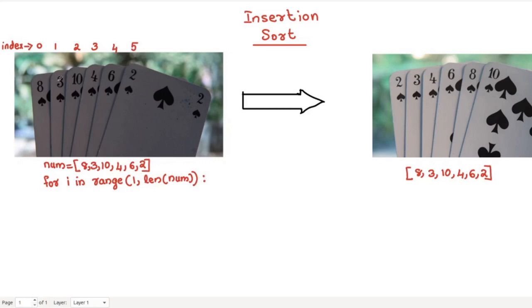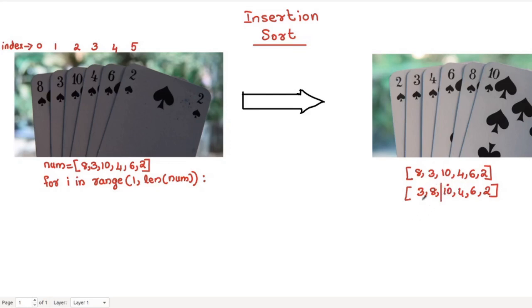Then we compare 3 with 8, and if 3 is less than 8, we swap 3 and 8. After that, the list will become 3, 8, 10, 4, 6 and 2. Elements 3 and 8 are already sorted, which is denoted by a line. Then we need to sort the elements 10, 4, 6 and 2.